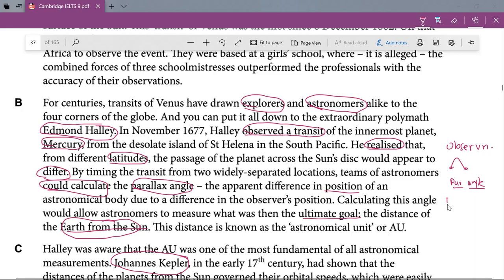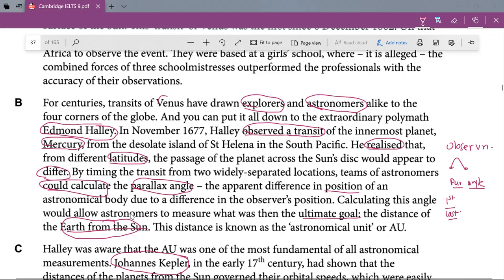So this guy gave some idea as to how to find the distance of Earth from Sun. If you find the parallax angle, you would be able to find the distance of Earth from Sun. First line of every paragraph and last line of every paragraph is very important. I would pay more attention to this.